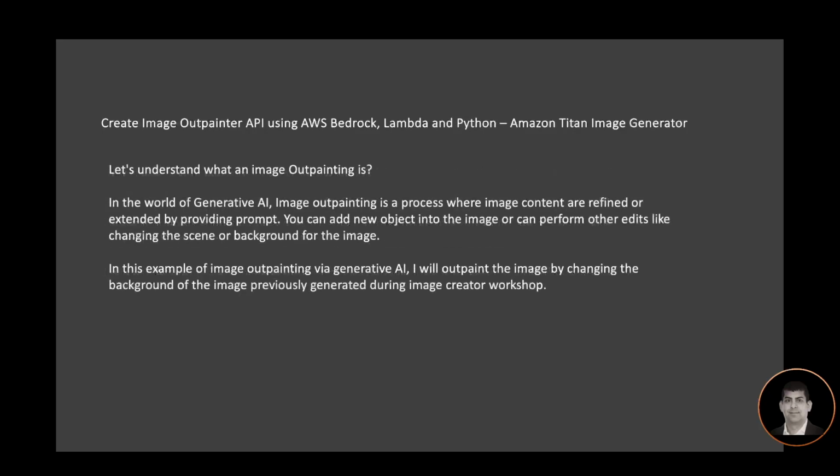Let's understand what image outpainting is. In the world of generative AI, image outpainting is a process where image content is refined or extended by providing a prompt. You can add new objects into the image or perform other edits like changing the scene or background for the image. In this example of image outpainting via generative AI, I will outpaint the image by changing the background of the image previously generated during the image creator workshop.